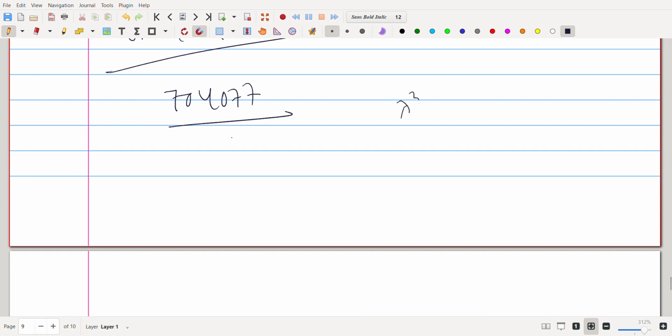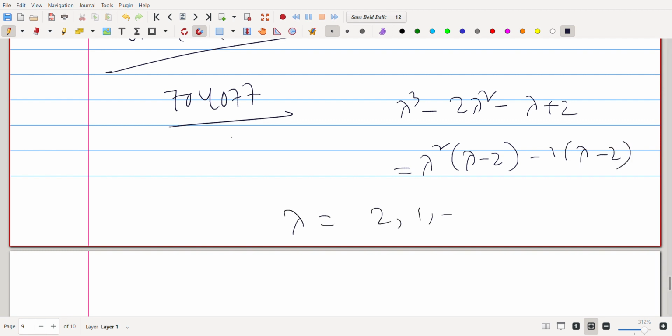So the characteristic polynomial is lambda cube minus 2 lambda square minus lambda plus 2, which factors as lambda square times lambda minus 2 minus 1 times lambda minus 2. So lambda equals 2, 1, minus 1. So A is positive definite, that is false, because minus 1 is an eigenvalue. A square is positive definite, definitely, because the eigenvalues of A square are 4, 1 and 1. Rank of A is 2, that is also false, because it's an invertible matrix.